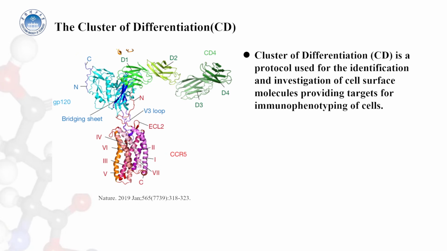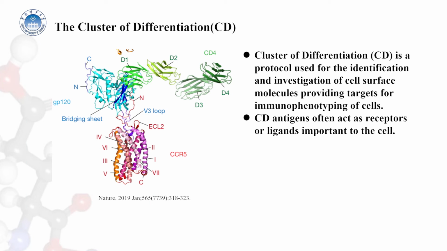Since there are so many immune cells identified in immune systems, scientists developed a protocol called CD to distinguish them. The cluster of differentiation, named as CD antigen, is defined when a surface molecule is found on some members of a standard panel of human cells. The cluster of differentiation is a protocol used for the identification and investigation of cell surface molecules, providing targets for immune phenotyping of cells.